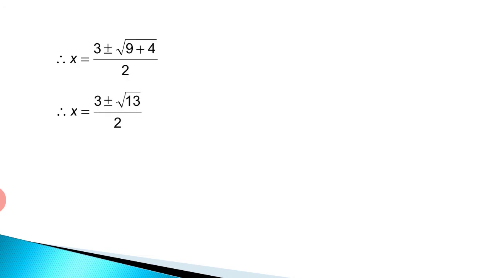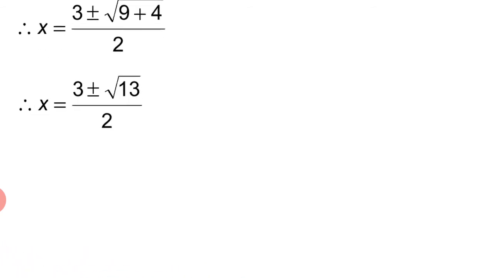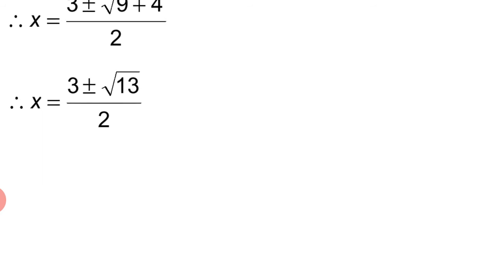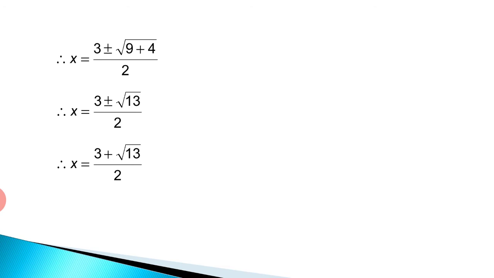We solve it, and then you get x is equal to 3 plus minus square root of 9 plus 4, that is square root of 13. So it is x is equal to 3 plus minus under root 13 upon 2. So we get x is equal to 3 plus root 13 upon 2, one value, and the other value is x is equal to 3 minus root 13 upon 2.